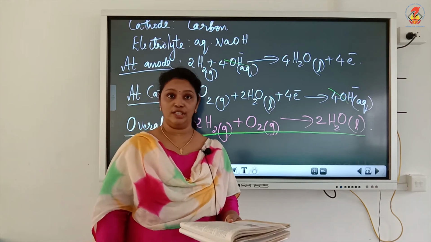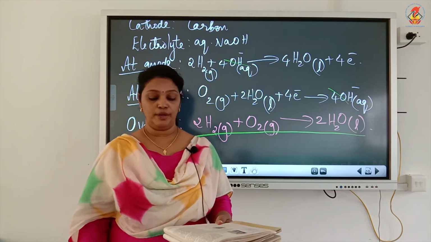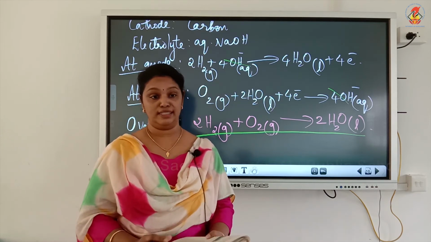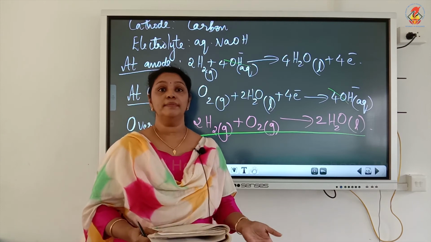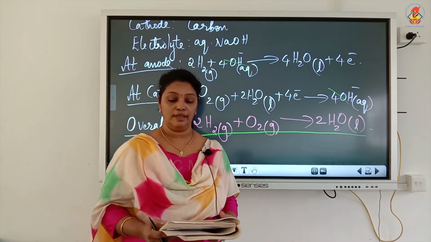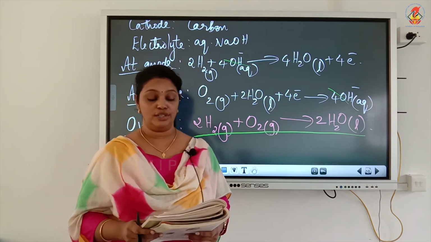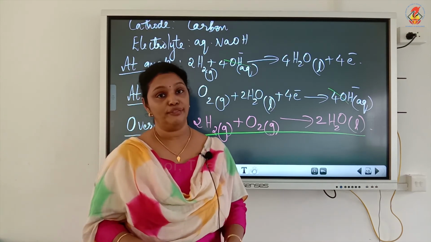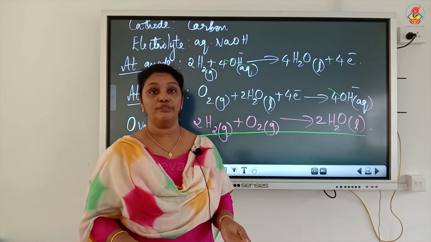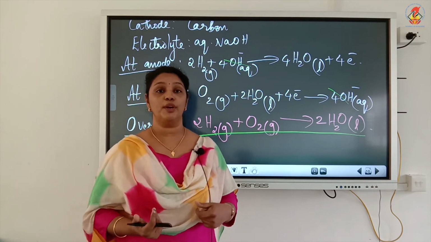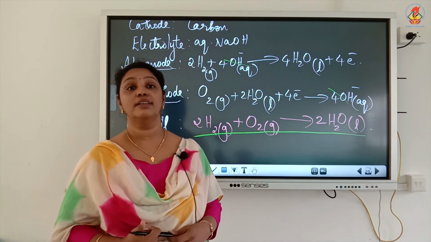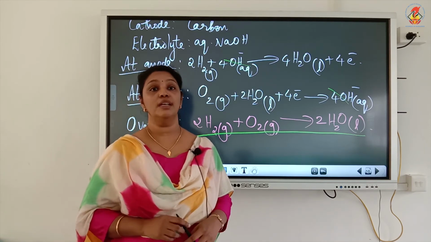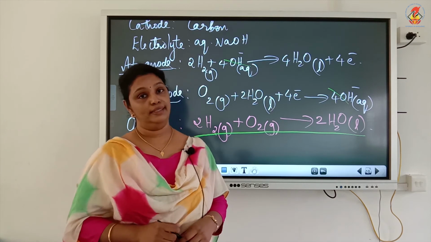The second advantage is fuel cells produce electricity with an efficiency of about 70% compared to other cells. And the last advantage is these cells are pollution free. Fuel cells are pollution free because the final product that we get is water. So pollution free. These are the three advantages of fuel cells over other cells.